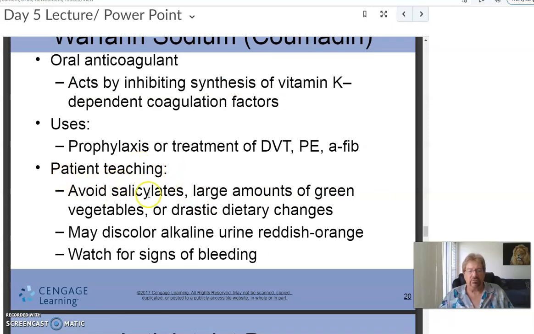Patient teaching: avoid salicylates. Those are aspirin. Why? It has a tendency to thin out the blood. You might thin it out too much. Avoid large amounts of green vegetables. Why? They have vitamin K, and we're trying to inhibit some vitamin K. It may discolor alkaline urine reddish orange. Watch for signs of bleeding.